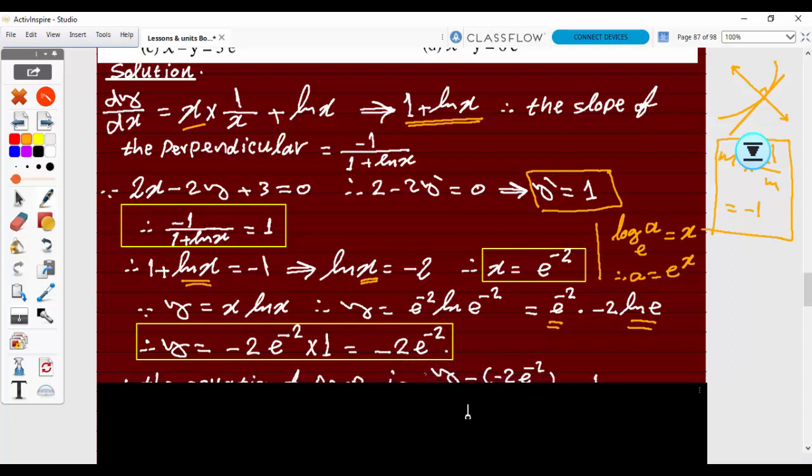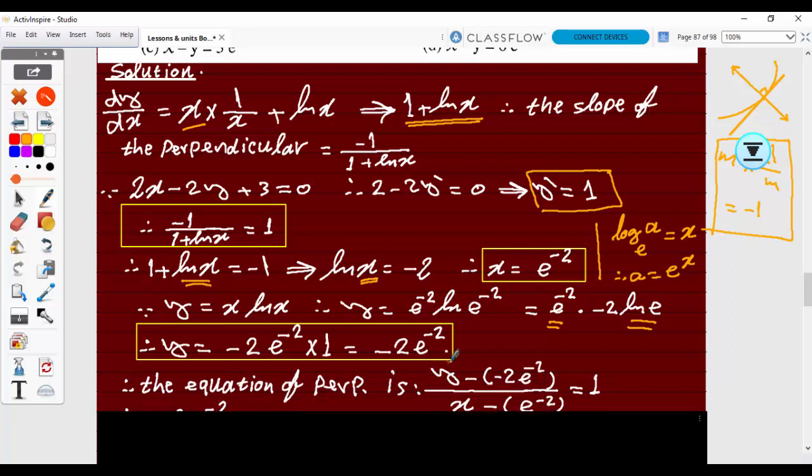So the point of tangency is x equals e power -2 and y equals -2 e power -2. This is the point of tangency. So we can say that at the point e power -2 and y equals -2 e power -2.